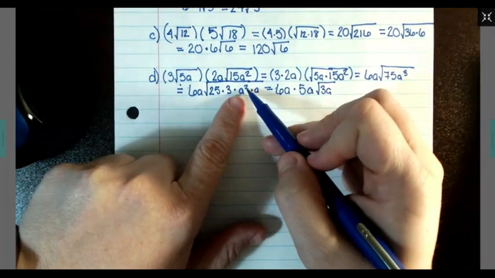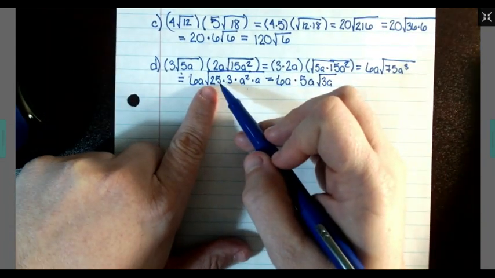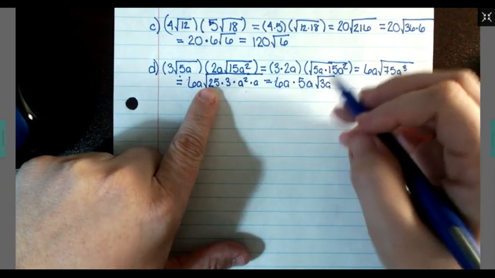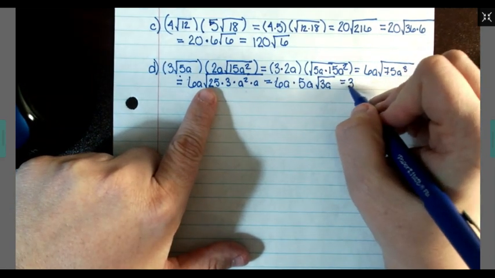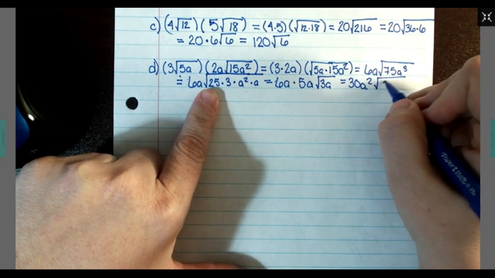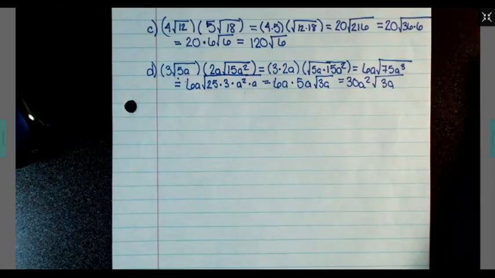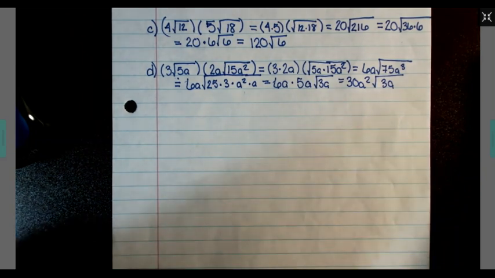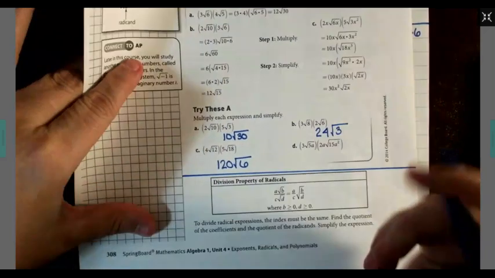So I got 6a times 5a square root of 3a. Because we do the square root of that, that's a. Square root of this is 5. This is going to be 30a squared square root of 3a. 30a squared square root of 3a.